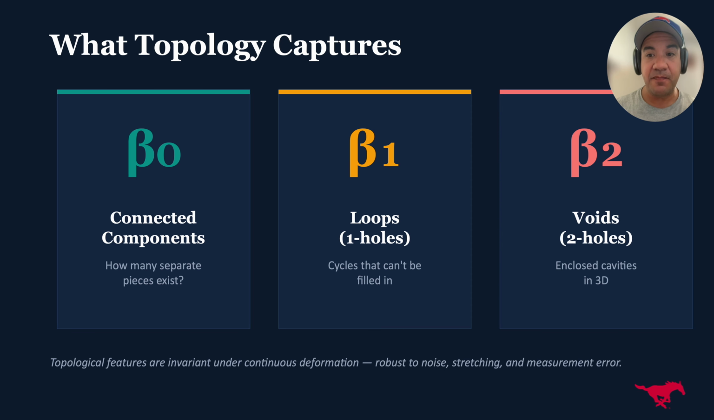For machine learning, the invariance of these features is a strength. They're robust to exactly the kinds of perturbation we encounter in practice: sensor noise, sampling variability, and measurement error.